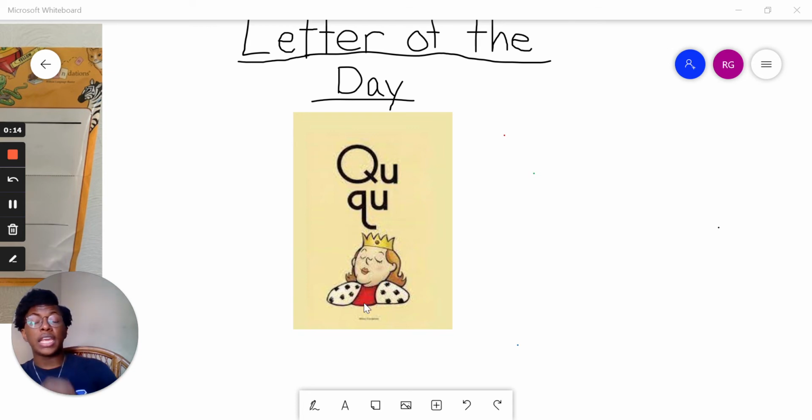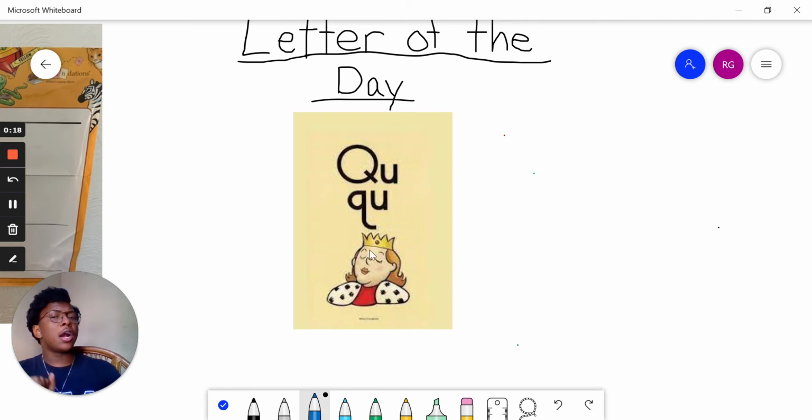Now, when we're looking at our sound card, the first thing that you might notice is that there are a couple letters here. This letter right here is the letter U. There's something really special about the letter Q. This letter U right here is always going to come after the letter Q. Letter Q I've highlighted in green here.